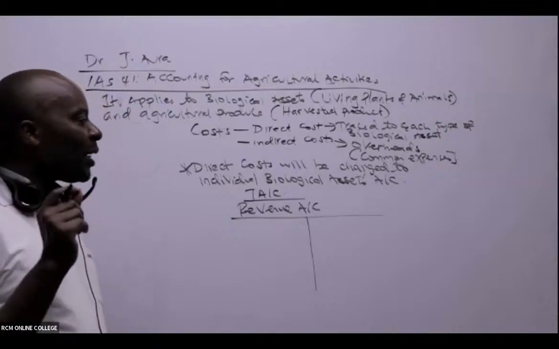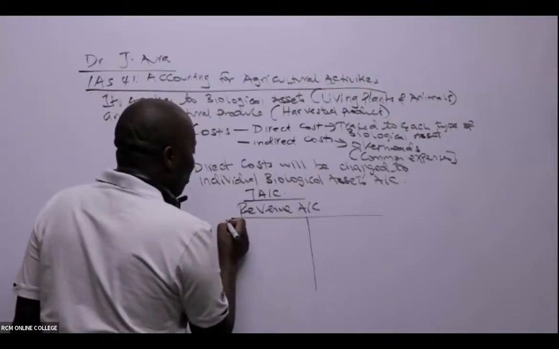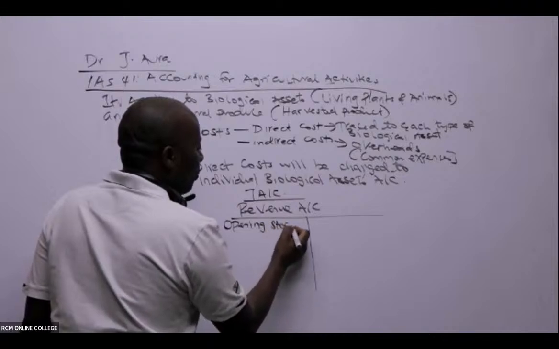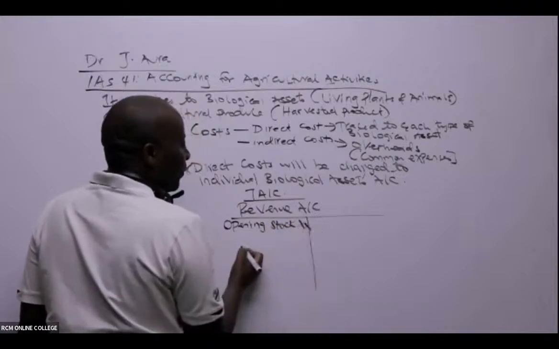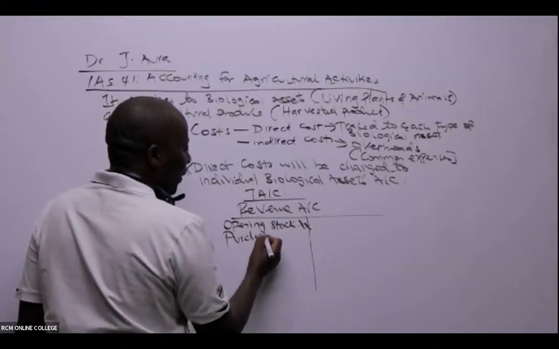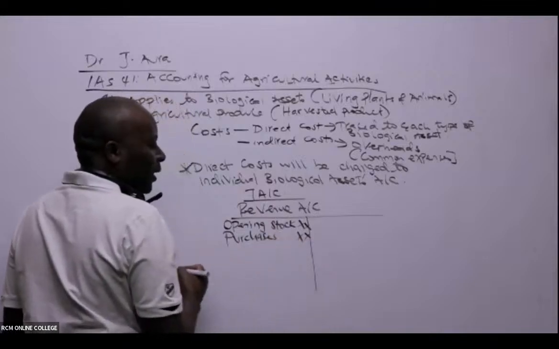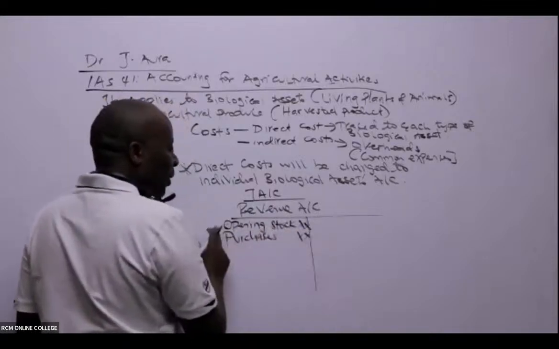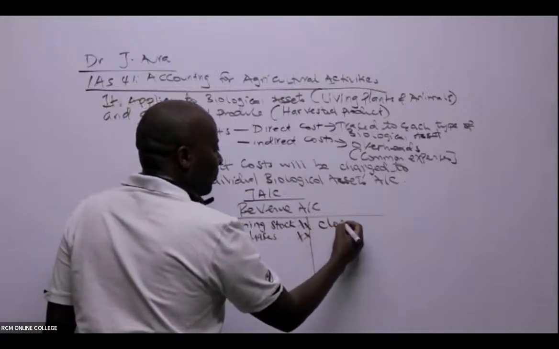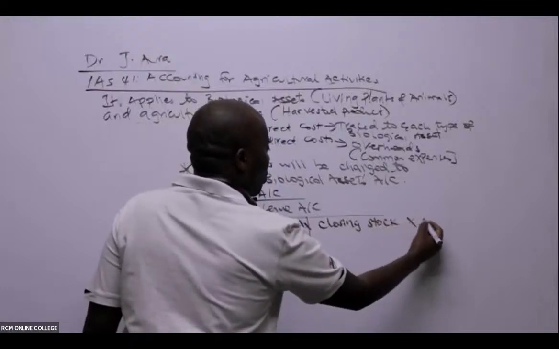These 5, I always want you to remember. We have here what we call opening stock. So opening stock will be coming here. Then, of course, in the year, we shall be purchasing, like how we purchase our sheep. So purchases like that. And then, of course, closing stock and opening stock cannot be on the same side. So closing stock will come here.